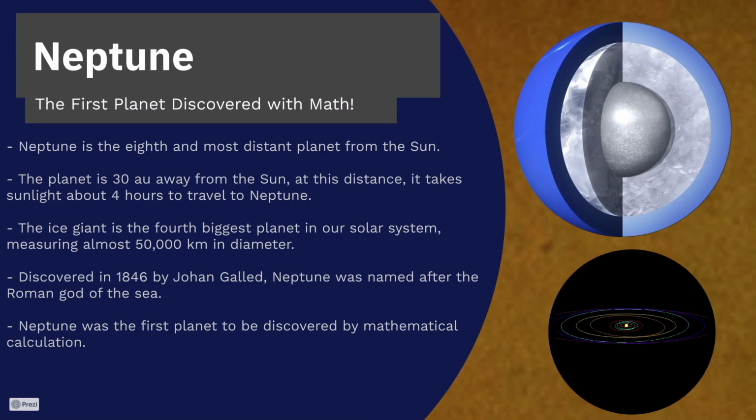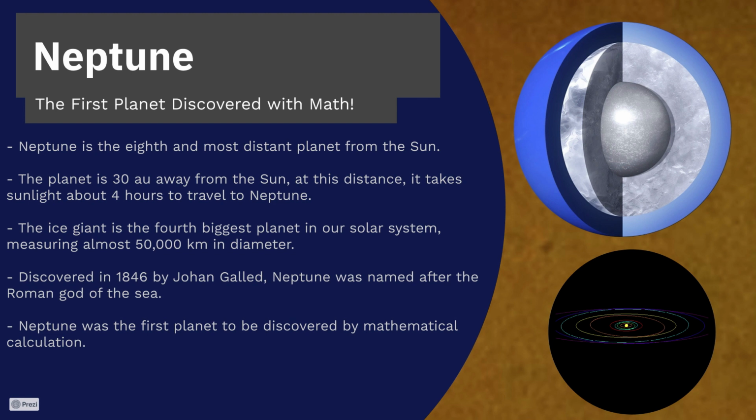Neptune. Neptune is the 8th and furthest planet from the sun. It is found at 30 AU from the sun, and at this distance, it takes sunlight about 4 hours to travel to the planet. Neptune is considered an ice giant, and is the 4th largest planet in the solar system, measuring almost 50,000 kilometers in diameter, which is about 4 times wider than Earth.